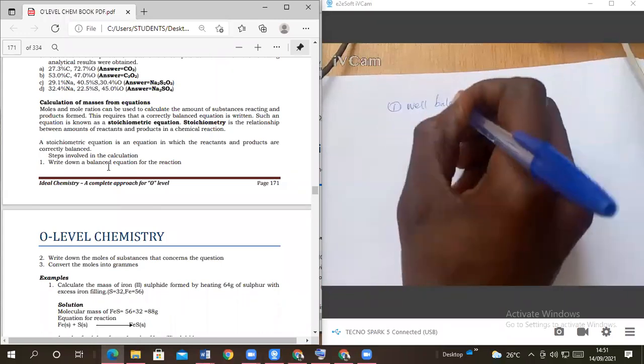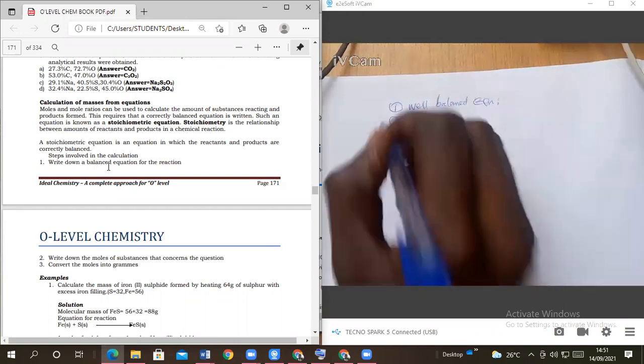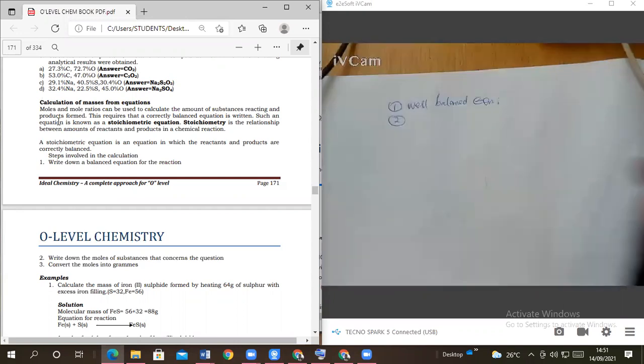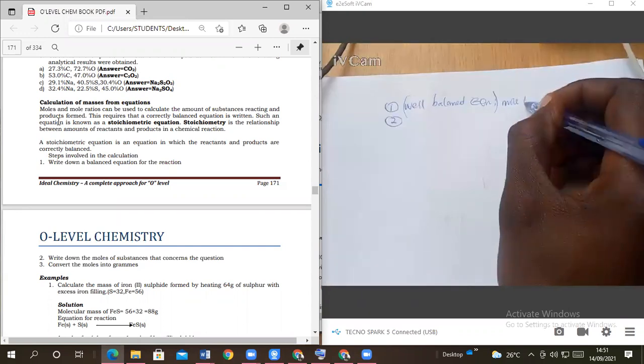Well-balanced equation. Two, this is where you get the mole ratios from. Well-balanced equation, that's where you get the mole ratios.